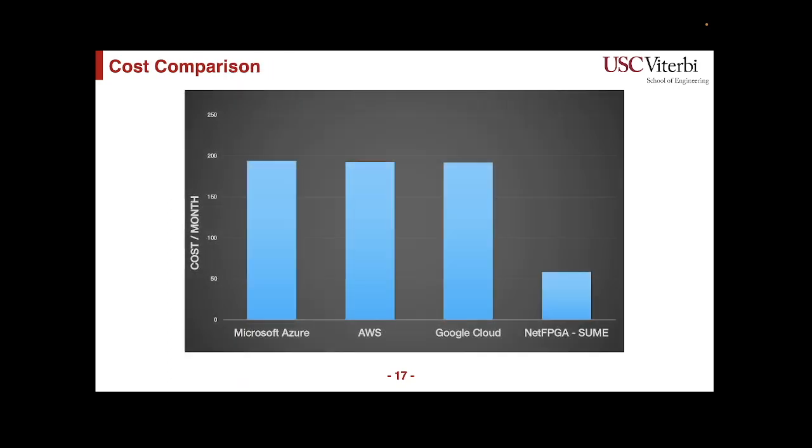Now coming to the cost expenses. If we use Snort, you would need to install it on one of the cloud servers. The estimated cost for the major players in the cloud industry, that is Google, Amazon AWS, or Microsoft Azure, would be roughly around $200 per month. NetFPGA SUME, on the other hand, would be a one-time investment and has a lifetime of over 10 years. This would cost you approximately $50, which is way cheaper.